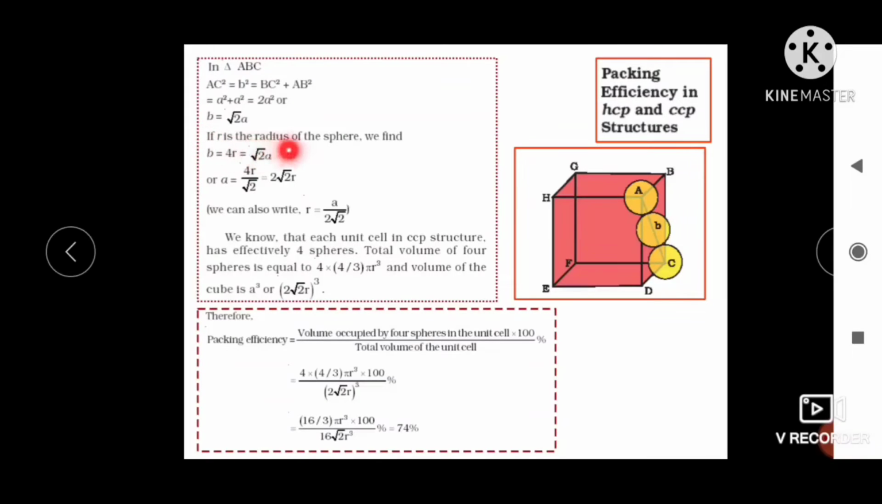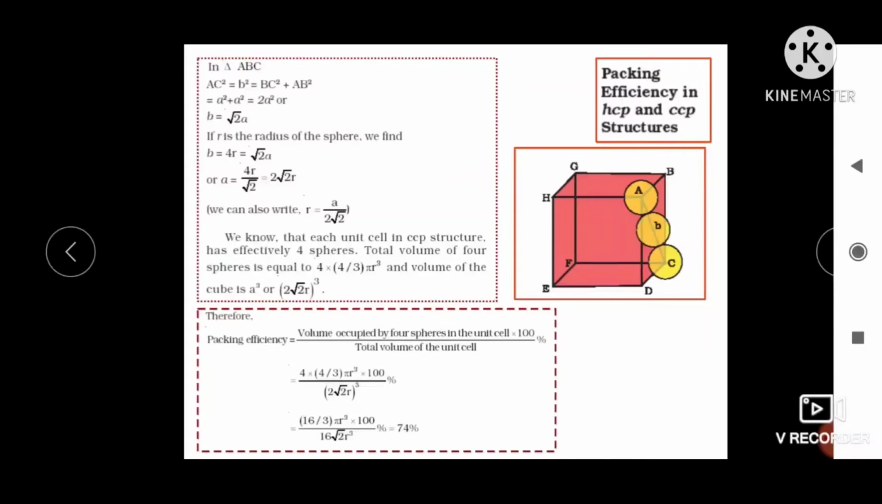If r is the radius of the sphere, we find b equals 4r. That is equal to root 2 a. Or a equals 4r by root 2, which is equal to 2 root 2 r. We can also write r equals a by 2 root 2. We know that each unit cell in a CCP structure has effectively 4 spheres. Then the total volume of 4 spheres equals 4 into 4 by 3 pi r cube.